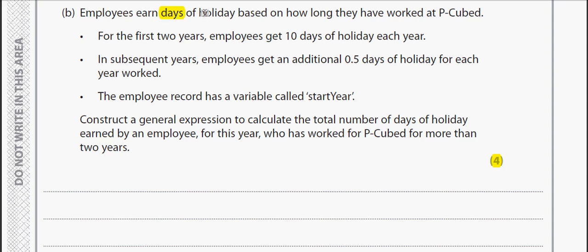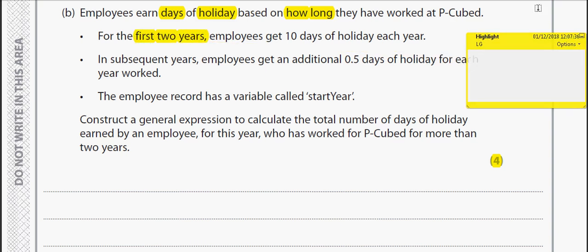Employees earn days of holiday based on how long they have worked at P cubed. For the first 2 years, employees get 10 days holiday each year. Now that means that in year 1 you get 10 days holiday, and in year 2 you get 10 days holiday. Some of you made the mistake of thinking it was 10 days in year 1 and 20 days in year 2, but it's not. It's a basic entitlement for your first 2 years.